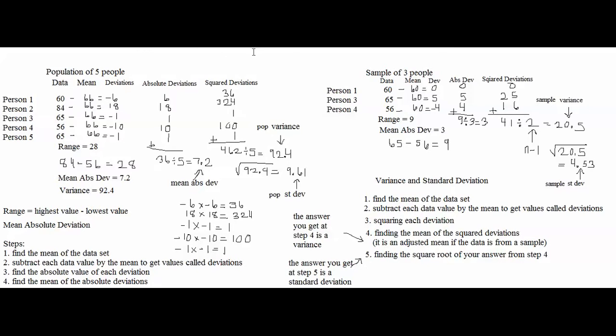So the disadvantage of the range is that it only shows the distance between the highest and lowest values. The disadvantage of the variance is that it comes out to such a large number, and it's difficult to understand what it's really showing about the data. And the advantage of the mean absolute deviation and standard deviation is that they give you a sense of how far the numbers are from the mean on average.